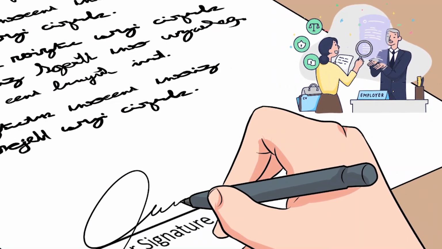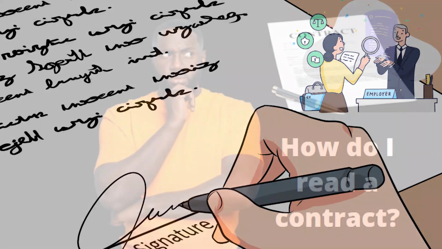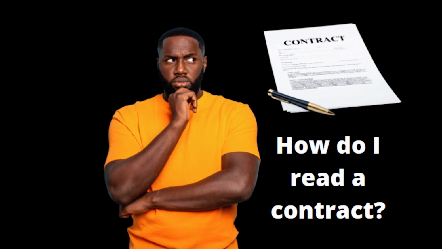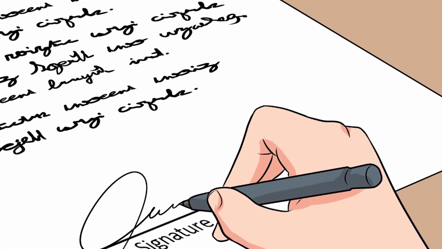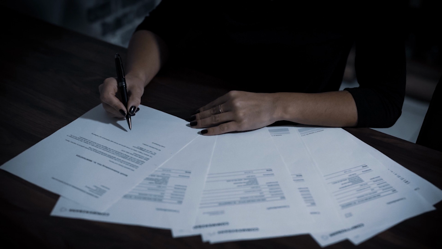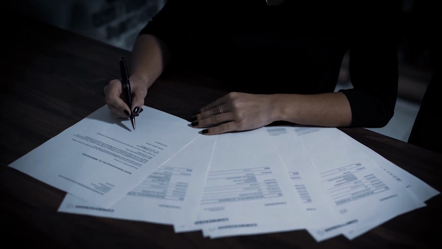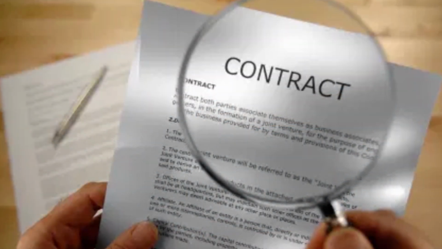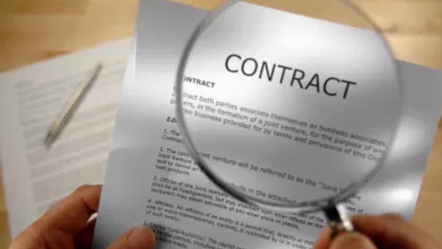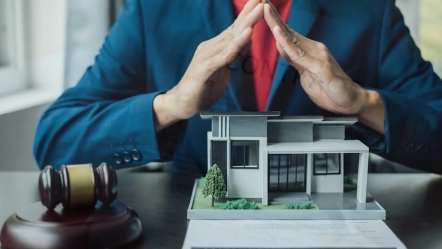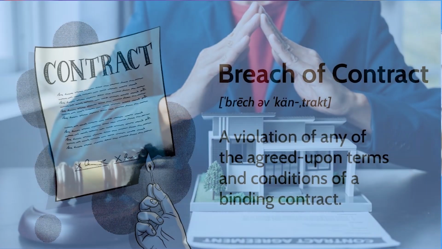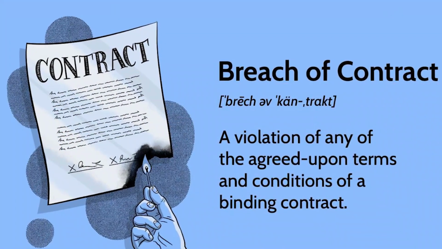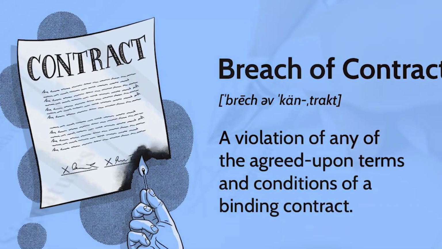To read a contract like a lawyer, you need to slow down, analyze the language, and think strategically. Contracts are not just paperwork. They are risk management tools. Understanding them is a critical skill in both business and everyday life. So the next time someone hands you a contract, don't just sign. Read it, understand it, question it, and if needed, negotiate it. That's how you protect your rights and make informed decisions, just like a lawyer would.